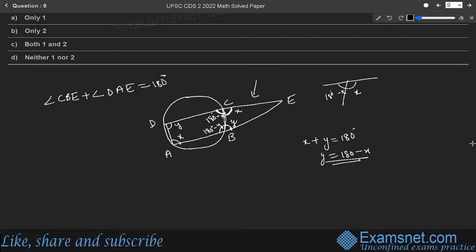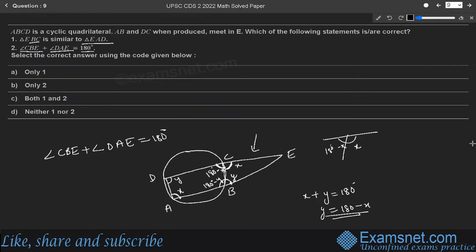There is no such relation in a cyclic quadrilateral that an angle inside a circle and an angle outside a circle are equal. So we can say that statement 2 is not correct, because there is no such relation which can be formed. Now let us focus on statement A.